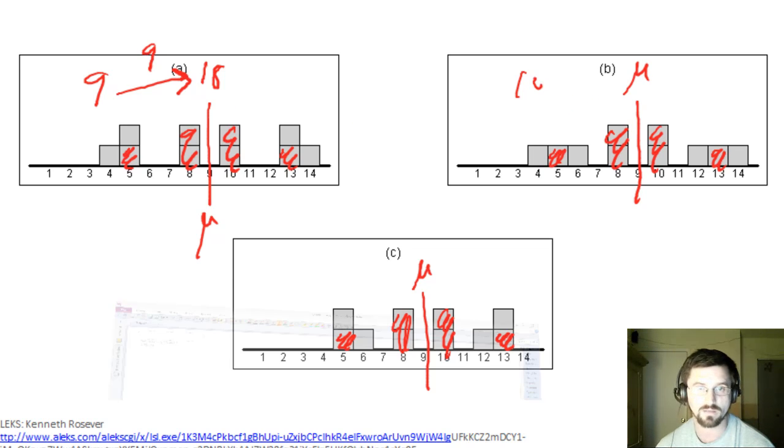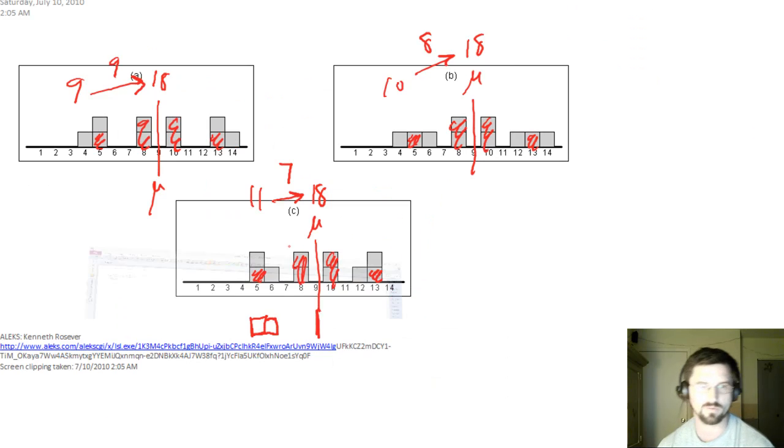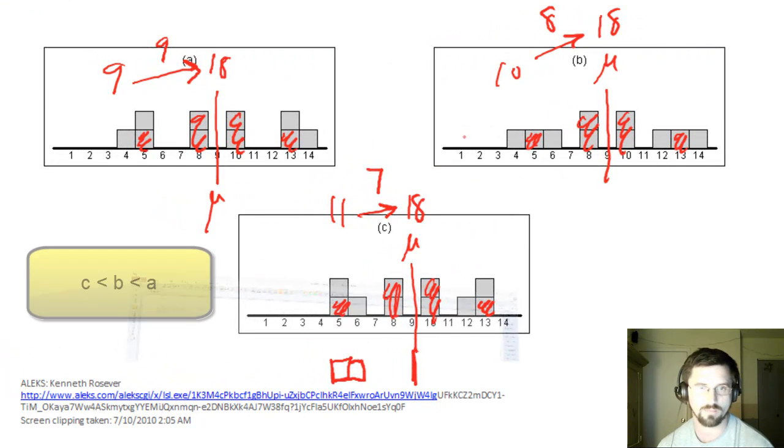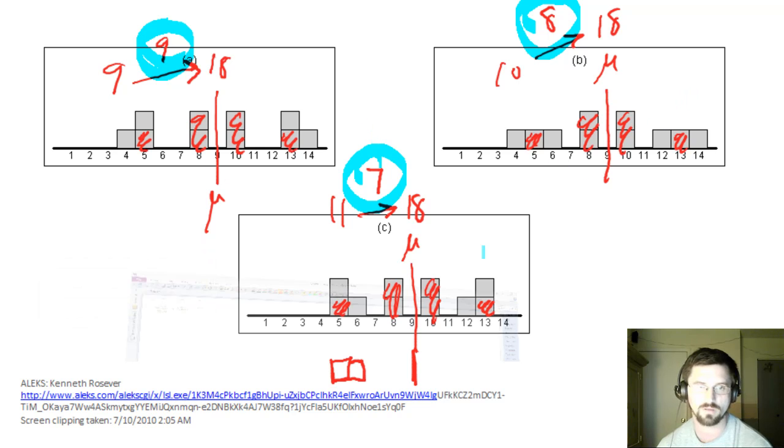4 and 6 is 10. 10 to 18 is 8, right? I'll write that right there. And then 5 and 6 is 11. 11 to 18 is 7. That's the order. So it's C, B, A. And you can get that if you have trouble just by looking at these differences. And you don't even have to do both sides. So it's C, B, A. And that's the order on this one.